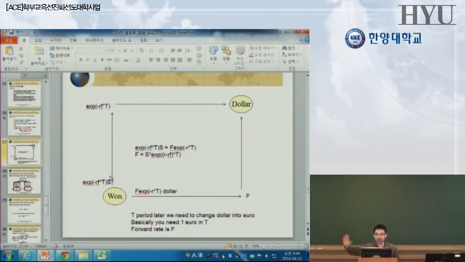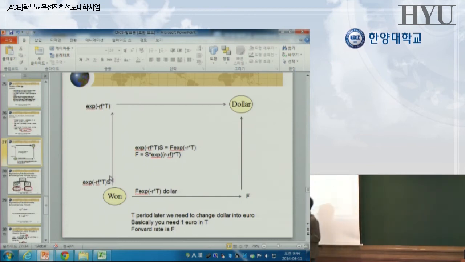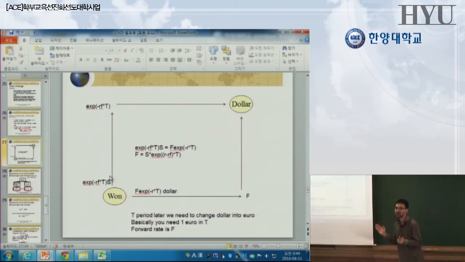The convention is that per dollar, the dollar should be the denominator. So in order to have $1, I have to put in like 1,000 won, something like that. So to have this amount of dollar, I have to multiply by the current exchange rate, which should be less than $1,000, something like that. Right, dollar is the denominator, so the foreign currency should be in the denominator.